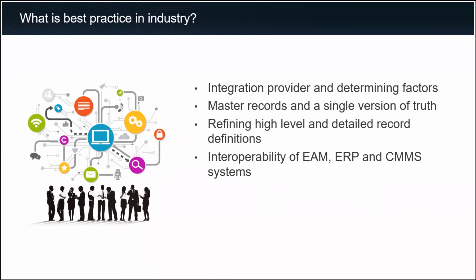Next one is the interoperability of EAM and ERP and CMMS systems. Interoperability is making sure that your middleware actually can operate between the systems, even though one of the systems is off. So it's important to make sure that your integration itself is not dependent on both systems actually being online and available. You need to be able to process data from the EAM system and know when the ERP system is not available or not accessible at that stage. So interoperability is extremely important.